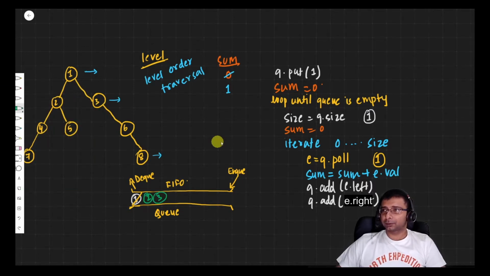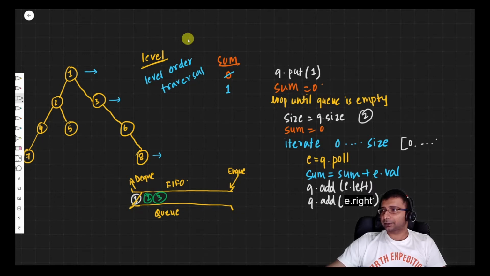This loop terminates because the size was previously 1. It goes again to the top and checks if the queue is empty. No, the queue isn't empty at this point of time. So it gets the size all over again. Let me remove all these things. This time it gets a size which is 2, so this loop will go 2 times now.